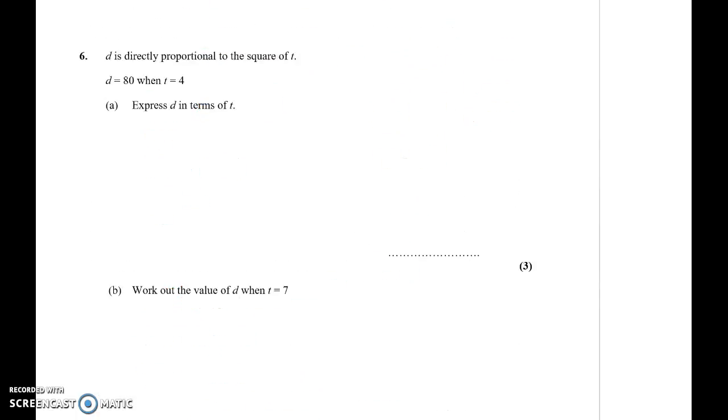Okay, so let's have another look at another one. We've got question 6. D is directly proportional to the square of t. Again, D is not proportional to t. It would not be correct to write D is proportional to t, but it would be correct to write D is proportional to t squared. So this sentence, D is directly proportional to the square of t, translates to this equation.